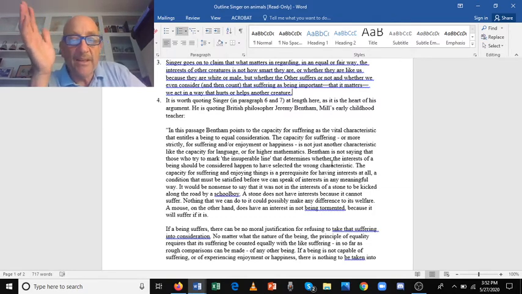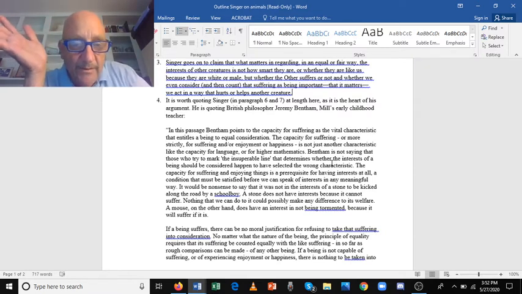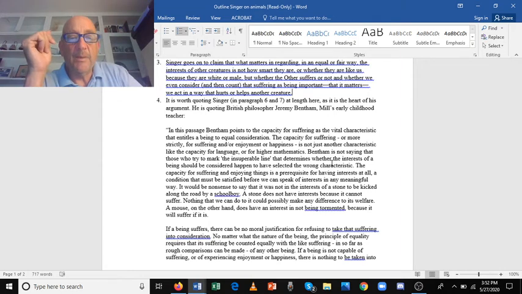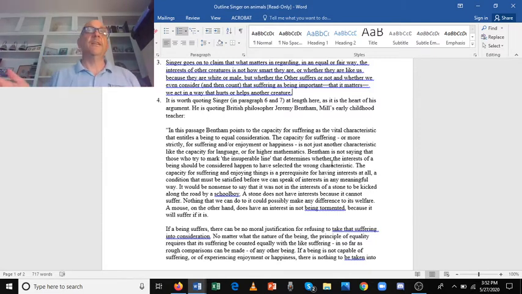Bentham is not saying that those who try to mark the line that determines whether the interests of a being should be considered happen to have selected the wrong characteristic. The capacity for suffering is a prerequisite for having interest at all, right? And this is Singer: it would be nonsense to say it was not in the interest of a stone to be kicked along the road by a schoolboy. A stone doesn't have any interest, right?